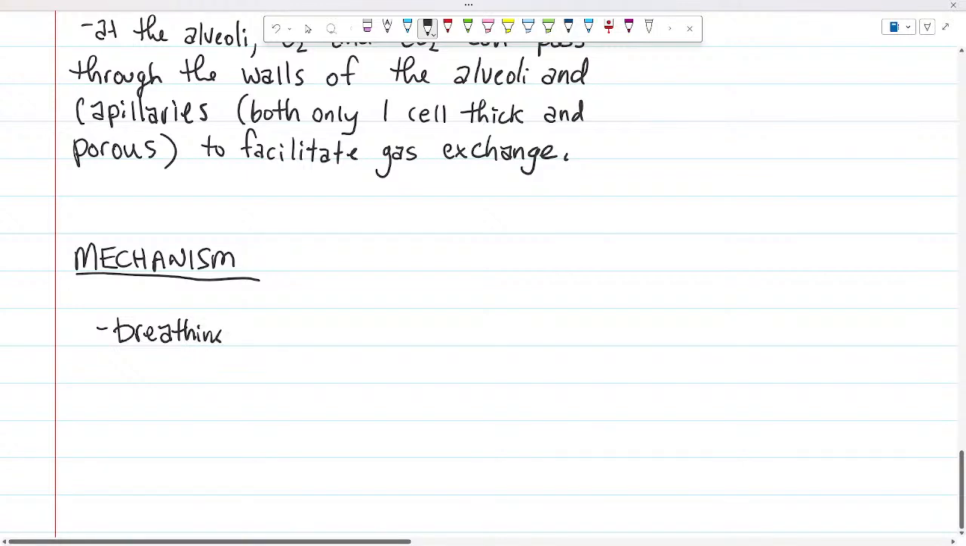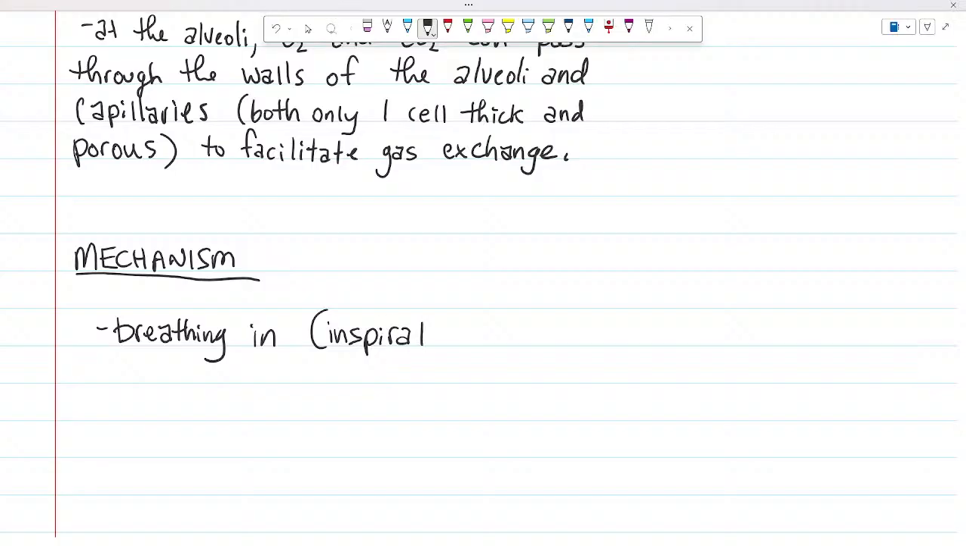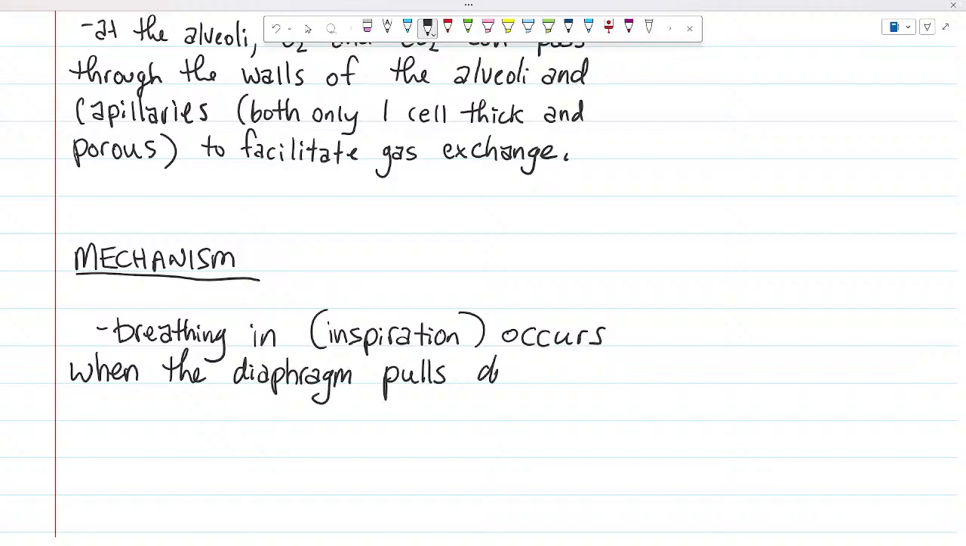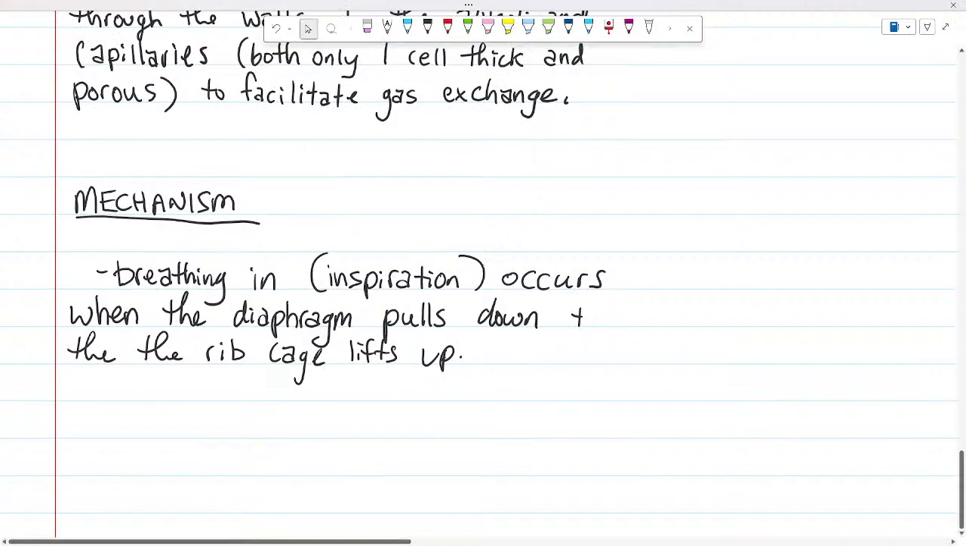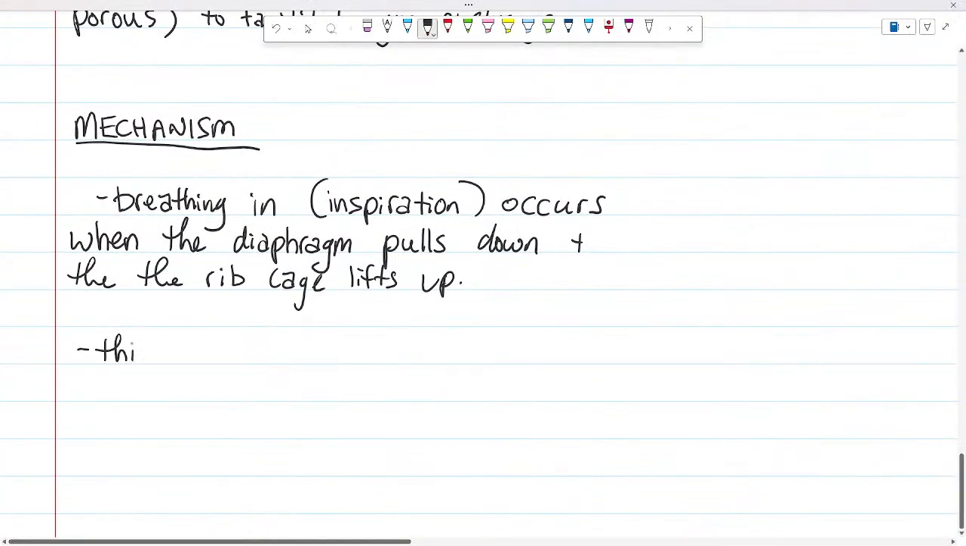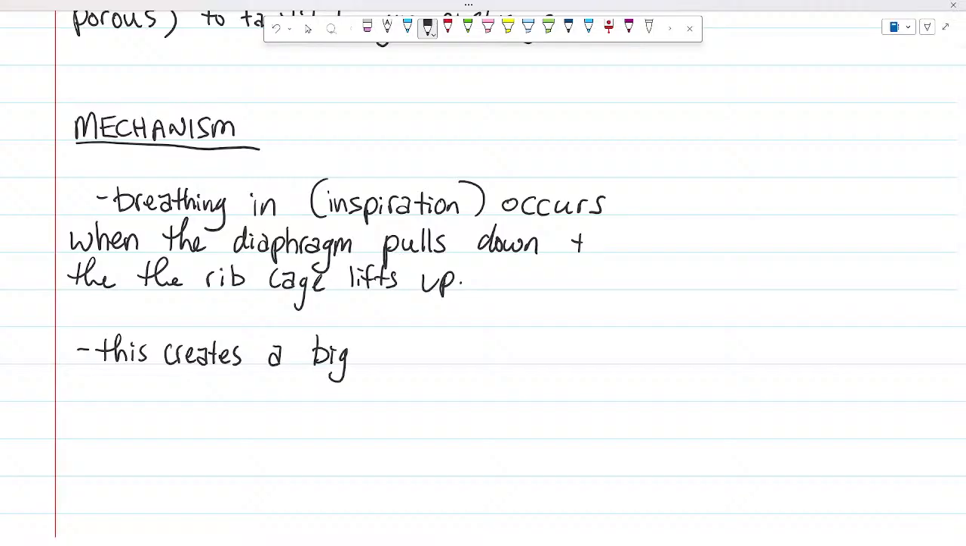So the mechanism. Breathing in, which we call inspiration, occurs when the diaphragm pulls down and the rib cage is lifted up. This creates a bigger chest cavity.